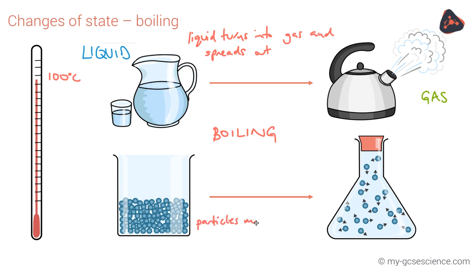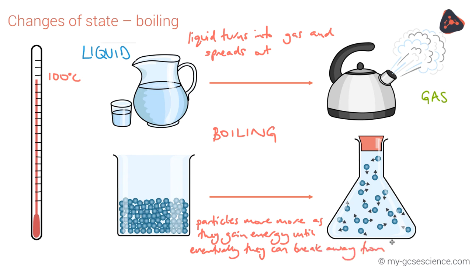Eventually, all of the particles will have enough energy that they can break away from each other and start to move randomly in all directions. In this way, the particle model changes from the liquid to the gas. In water, this happens at 100 degrees centigrade, where water turns into steam.